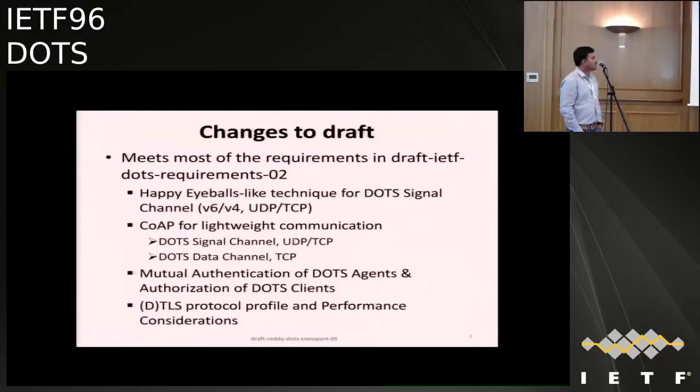Next slide. The main changes to this draft in this revision are we changed from REST and moved to CoAP. CoAP is used for both DOTS signal and DOTS data channel. DOTS signal channel would run over both UDP and TCP, and DOTS data channel would run only over TCP. The Happy Eyeballs mechanism was presented in the last working group session, and based on the working group feedback, we changed it to non-normative, and it's only a performance recommendation for the DOTS client to implement.